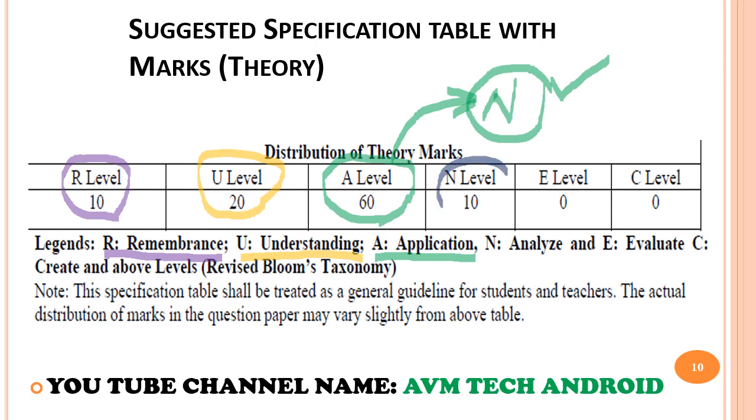Next is analyze level, meaning there are certain questions in your question paper in which you have to go for analyze level, that is you have to go one step ahead of the application part. So you can see the 100% will be distributed like this: 10, 20, 60 and 10.